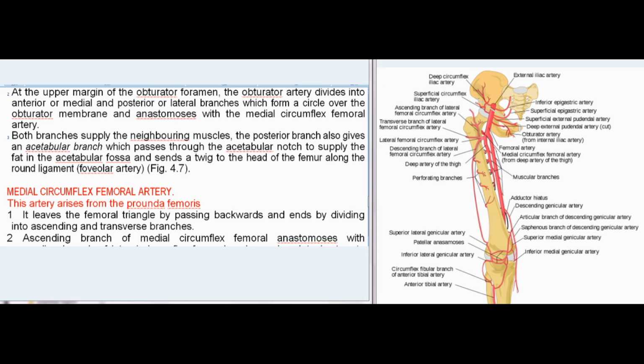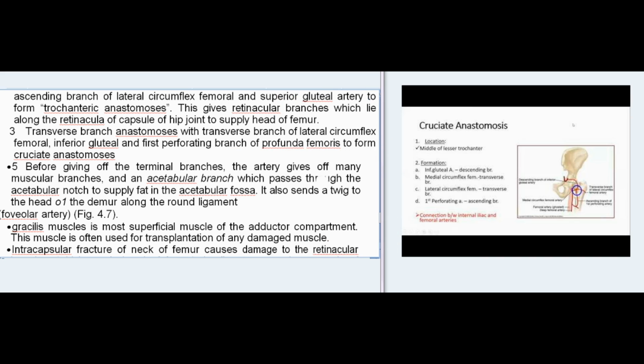Medial circumflex femoral artery. This artery arises from the profunda femoris. 1. It leaves the femoral triangle by passing backwards and ends by dividing into ascending and transverse branches. 2. The ascending branch of the medial circumflex femoral anastomoses with the ascending branch of the lateral circumflex femoral and the superior gluteal artery to form the trochanteric anastomosis. This gives retinacular branches which lie along the retinacula of the capsule of the hip joint to supply the head of the femur. 3. The transverse branch anastomoses with the transverse branch of the lateral circumflex femoral, inferior gluteal, and first perforating branch of the profunda femoris to form the cruciate anastomosis.